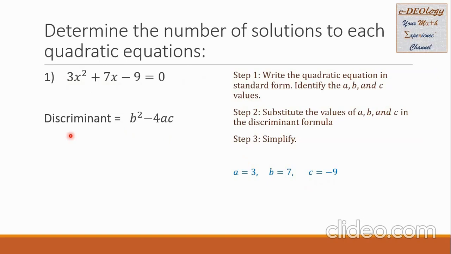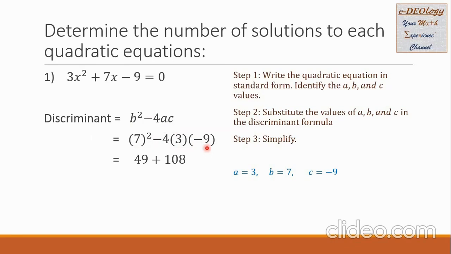Next, we will write the discriminant formula, and we will substitute the a, b, and c values. So the b squared is now the square of 7 minus the constant 4 times a, which is now changed into 3, times the c, which is now changed into negative 9.